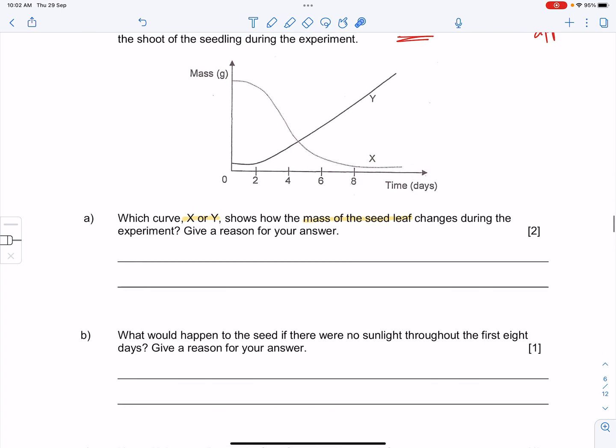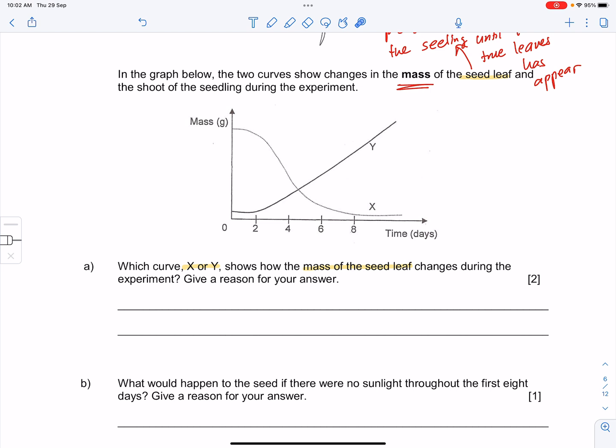Alright? Now be very careful. Some of the students, instead of saying mass of seed leaf, will tell me weight of seed leaf. Technically, you are not wrong. However, in this question, they already told you it's mass. Mass is defined as the amount of substance in a particular object, or the amount of matter in a particular substance. So it's basically the amount of substance there is. Whereas weight has got to do with gravity. It is the amount of force acting on an object.